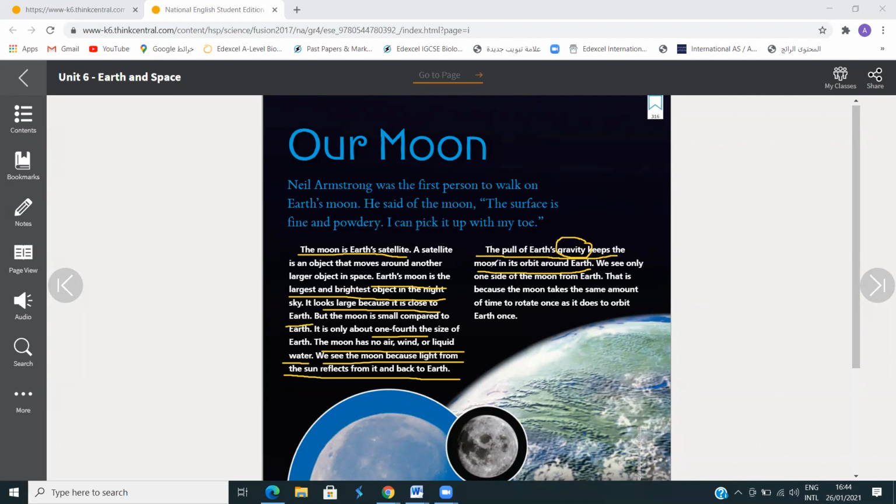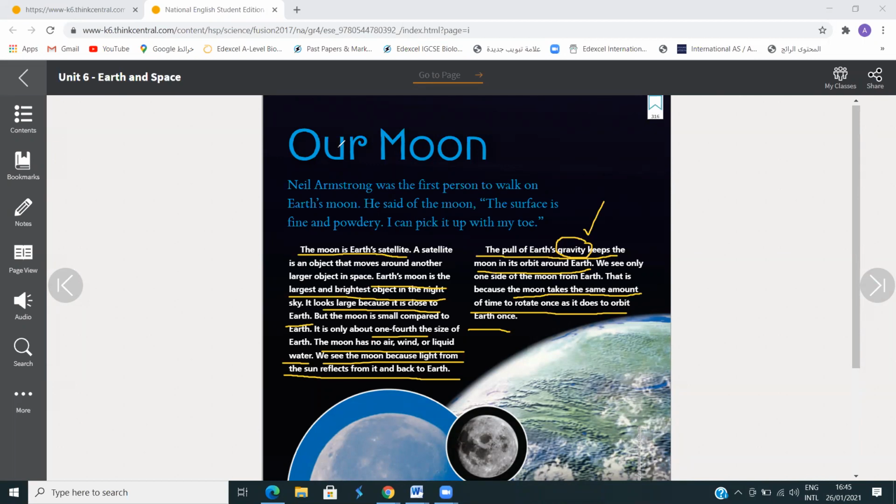The pull of the Earth's gravity keeps the moon in orbit around the Earth. We see only one side because the moon takes the same amount of time to rotate once as it does to orbit the Earth once. I will repeat this. That is the pull of Earth's gravity keeping the moon in orbit.